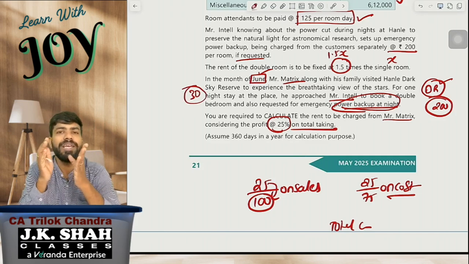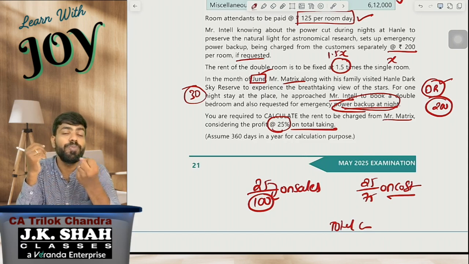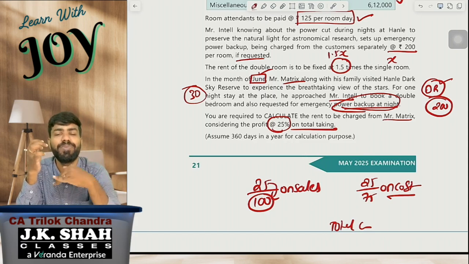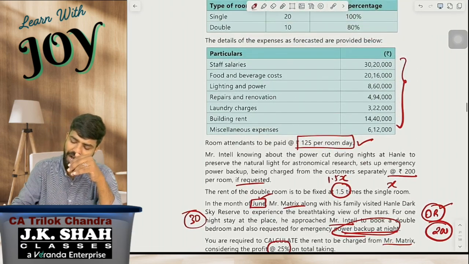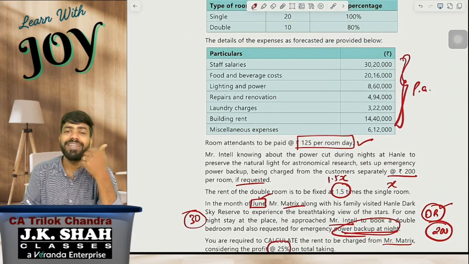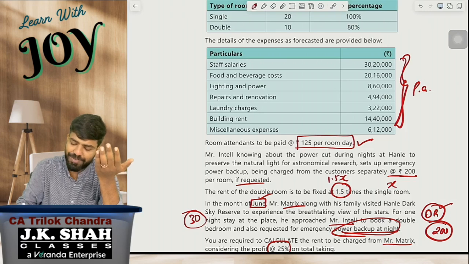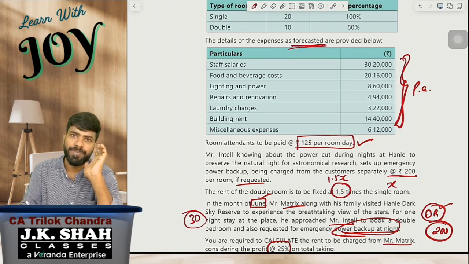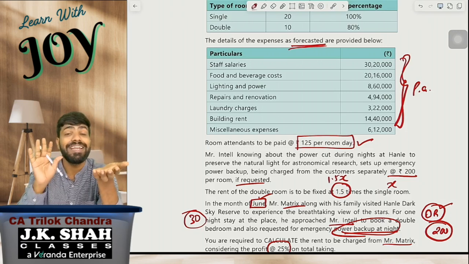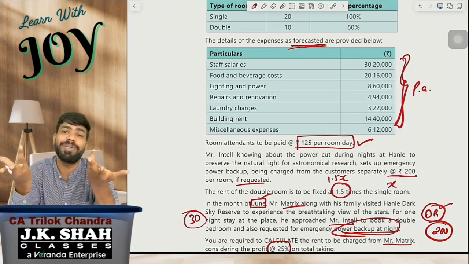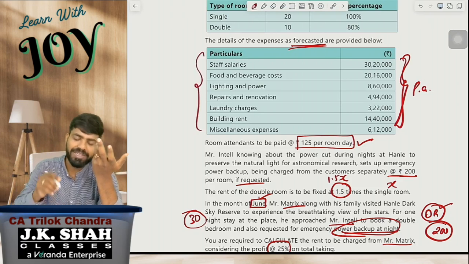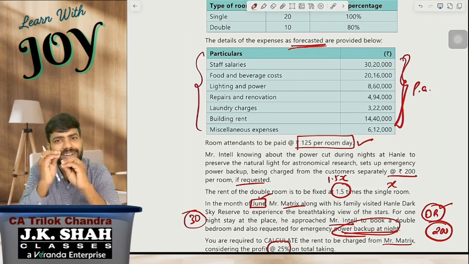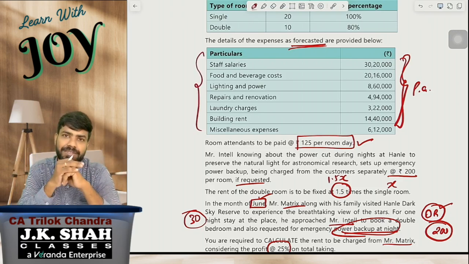Room days we need to calculate. So number of rooms into number of days. In this question, the cost object is room days. They give the rooms, but days is 30 because we are in the month of June. But here, all this information is per annum. Where they stated, look at here, the details of expenses forecasted are provided below. Forecasted means generally it is on yearly basis. Because in this question they didn't specify to what period the information is about, generally the forecasting will happen on yearly basis.